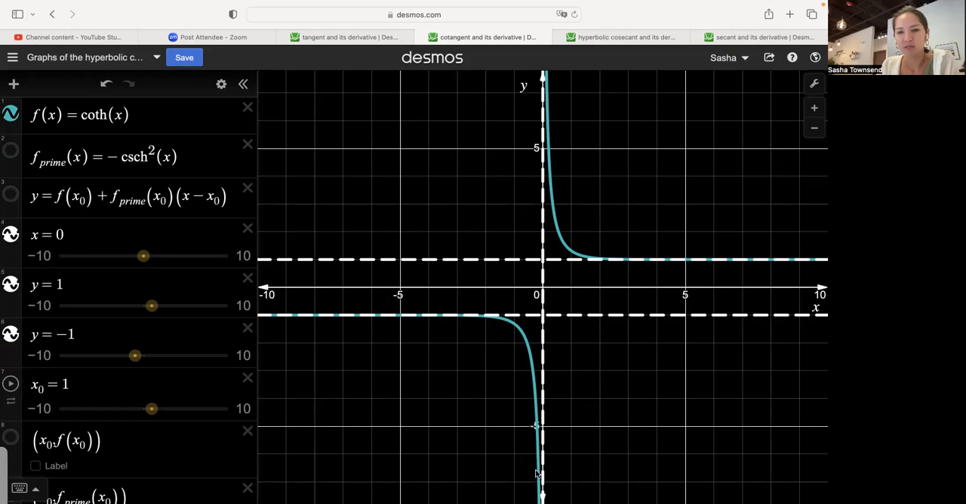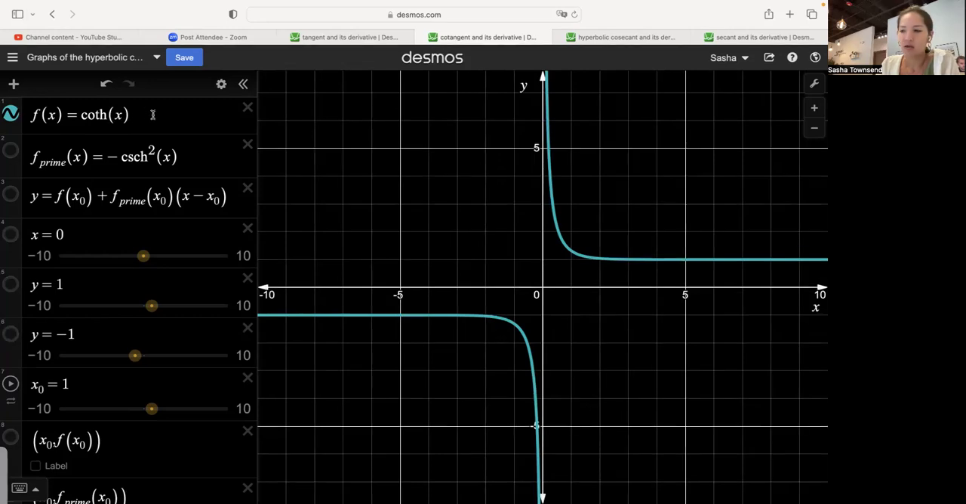The y values go from negative infinity to -1 and then 1 to infinity, and skip the y values in between -1 and 1. That's our graph. That's a hyperbolic cotangent. And using the quotient rule or alternatively the chain rule, we can derive the negative hyperbolic cosecant squared as its derivative. But let's just think about it first before we do that.